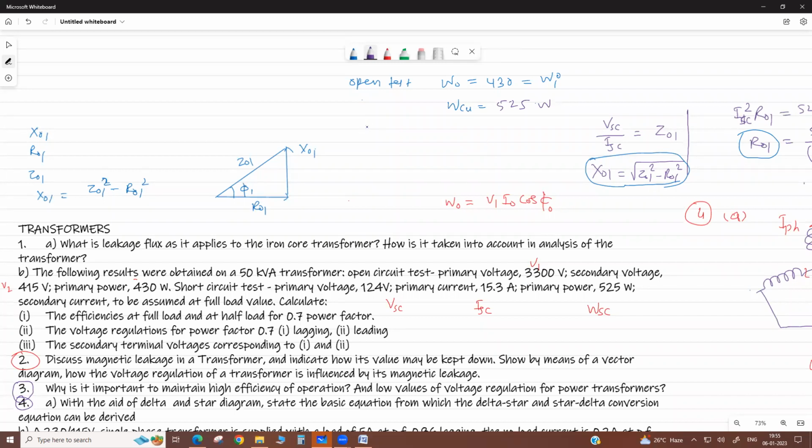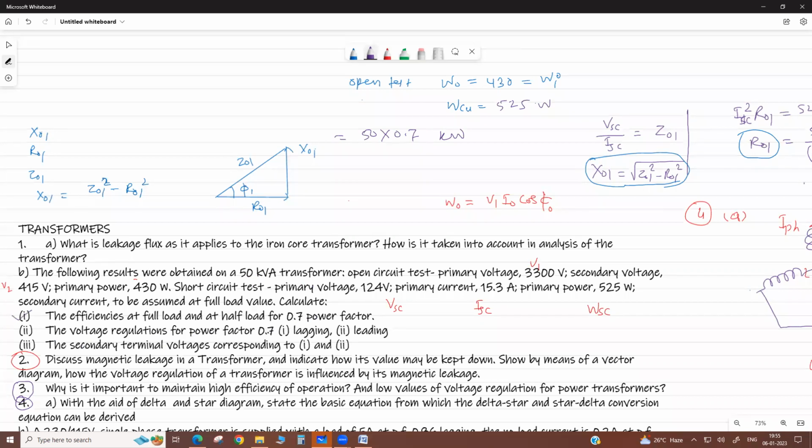Then we can calculate the efficiency. Now what is the output? With 0.7 power factor, 50 into 0.7 will be your transformer output, in kilowatt. Then the input: this is your output, and for the input we add the total losses. Then efficiency. At half load you take half, meaning 25 kVA. So the first part we can solve.